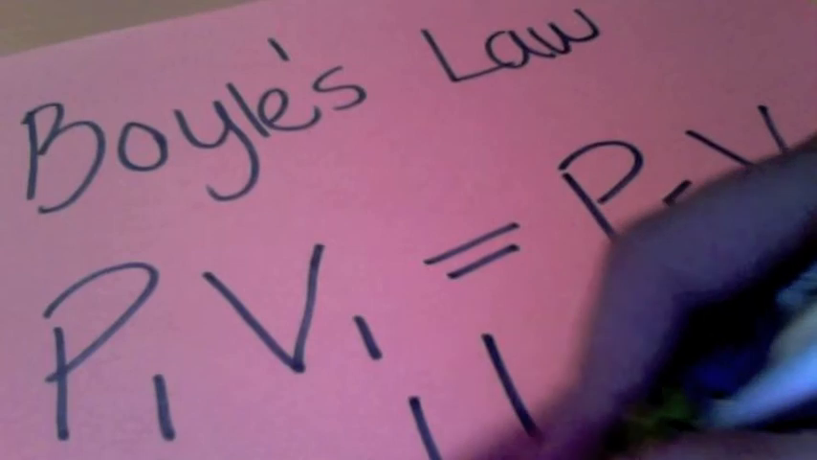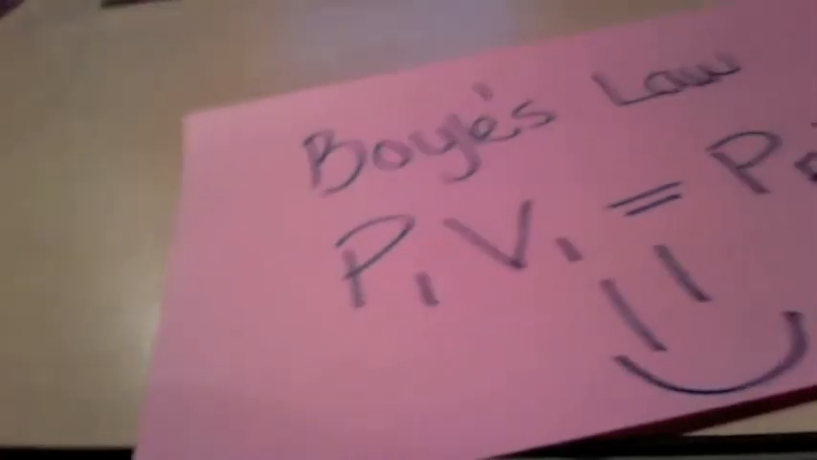Because the law requires a constant. In Boyle's law, the temperature would always be the same. The pressure is always the same. Its constant would be PV.